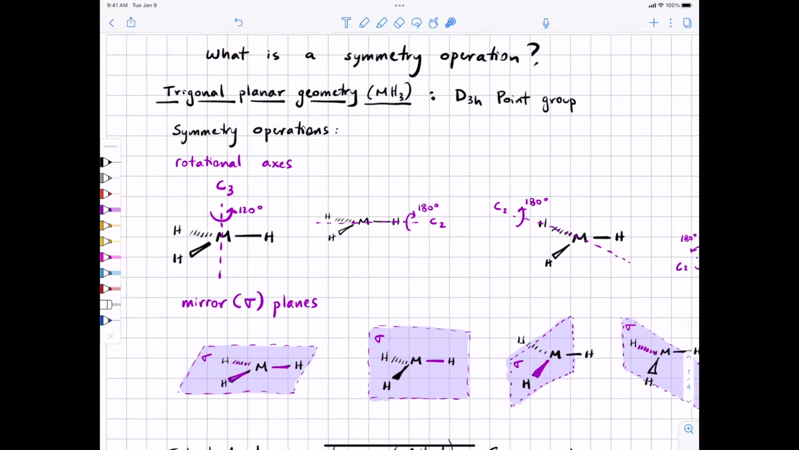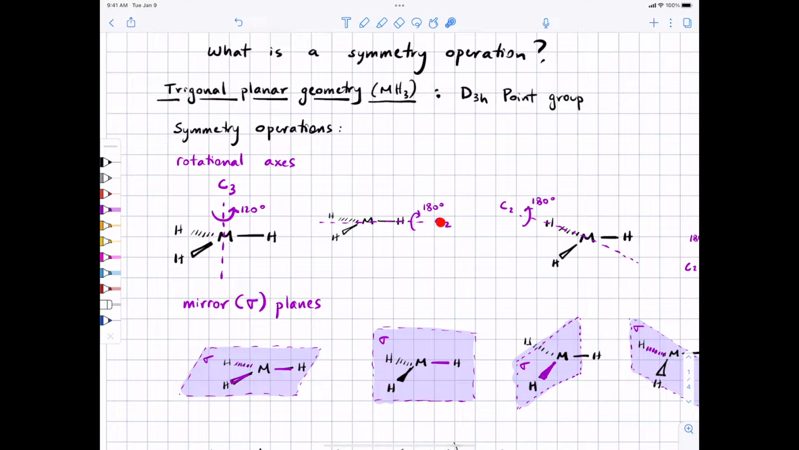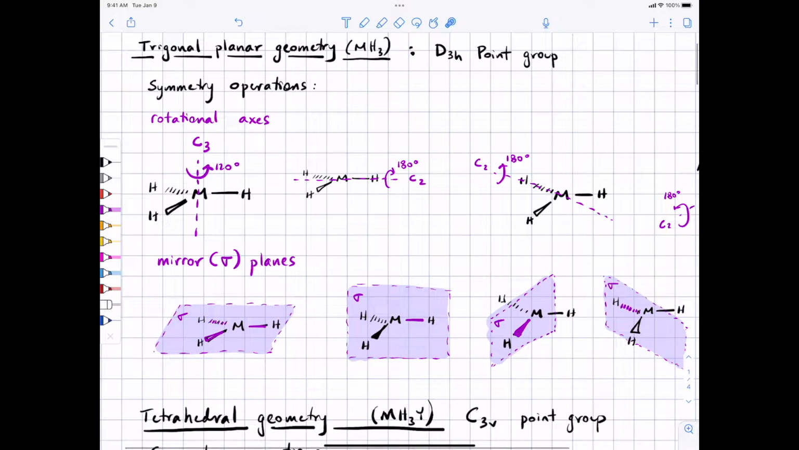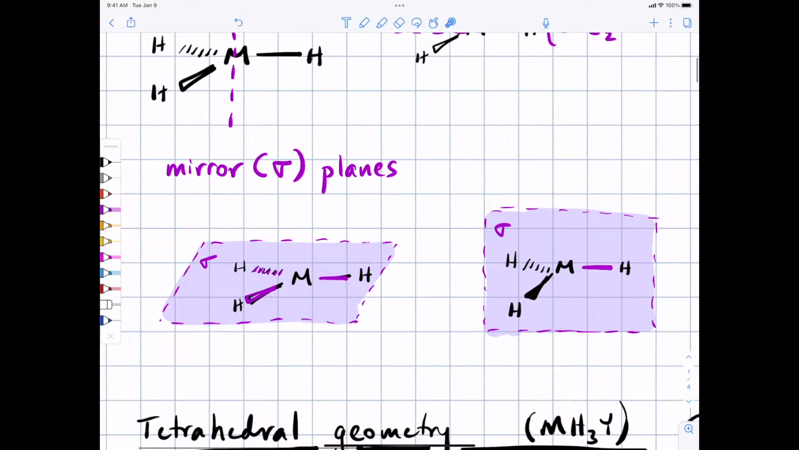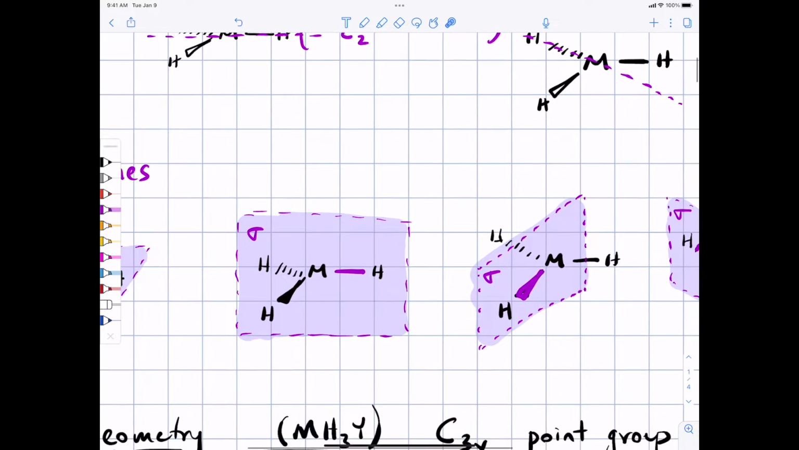Similarly, there are C2 axes. If you run an axis in the plane of the page through this MH bond and then you rotate 180 degrees, these two hydrogens trade places. So various rotational axes, and then mirror planes, and we usually call those sigma for reasons I don't know. This trigonal planar molecule has a sigma mirror plane in the plane of each of these MH bonds. Similarly, and I've tried to highlight in purple which line this mirror plane coincides with.